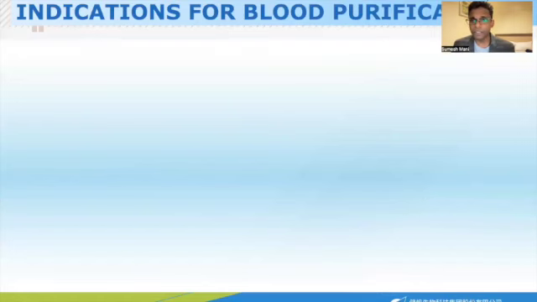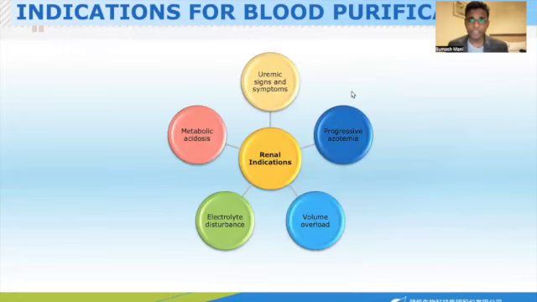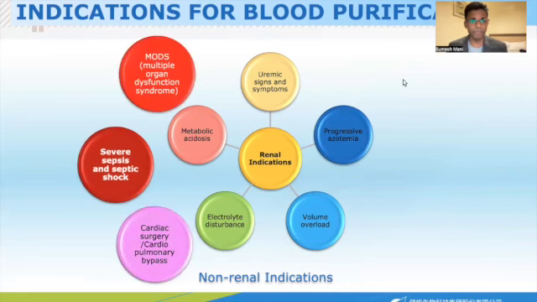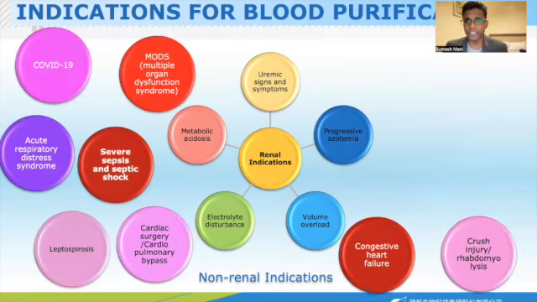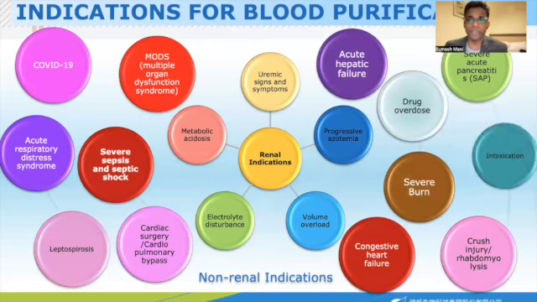Before I go to today's topic, I want to show yesterday's 2 slides again. Yesterday we talked about the indication for blood purification, which we understood is renal indication, the one everyone normally looks into. Then we understood there are many other non-renal indications. We also noticed that sepsis is one of the major reasons for AKI and multi-organ disorder.